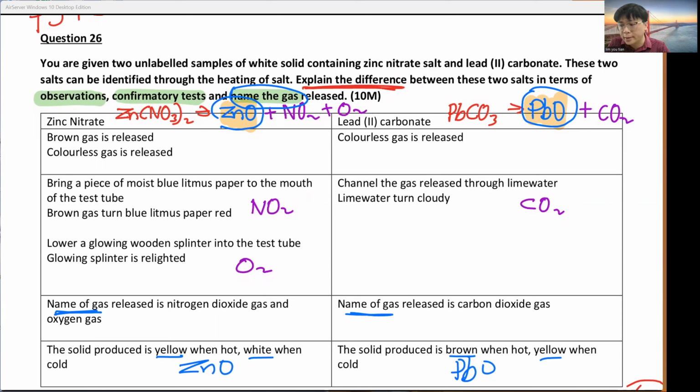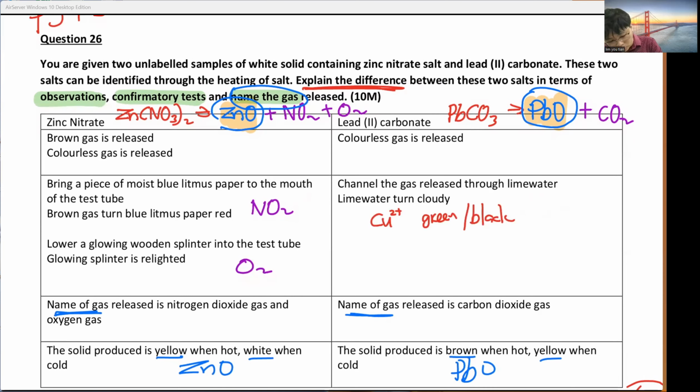For the cation test, in SPM they normally come out with only a few samples, because the syllabus is quite complicated. If you ask me which one they like to come out, normally it is copper. Remember I told you before the color can change: copper got green, then black, then blue. So they like to come out copper. Then they also like to come out zinc. Why? Yellow when hot, white when cold.